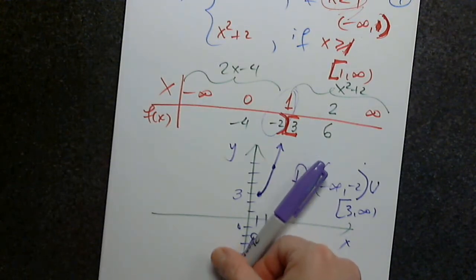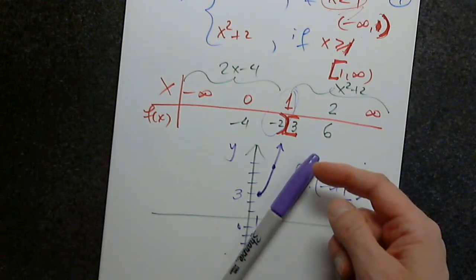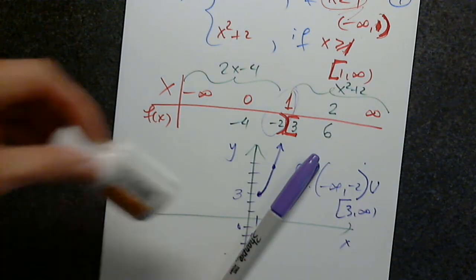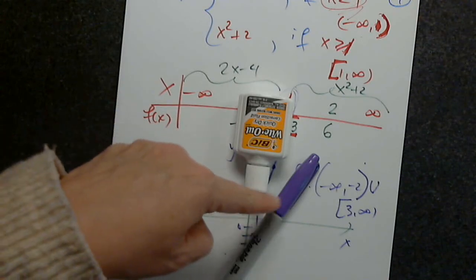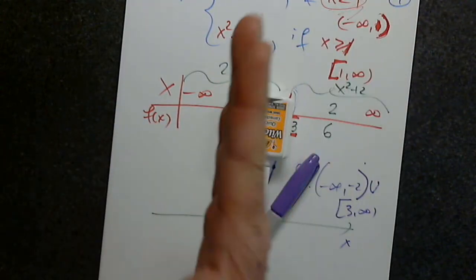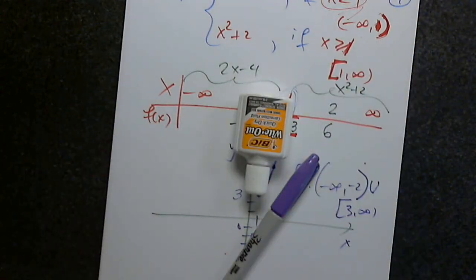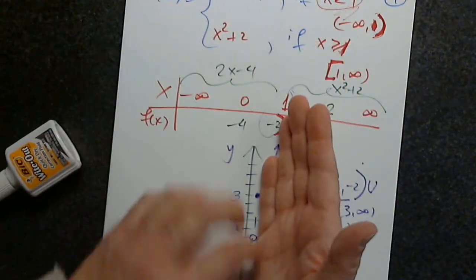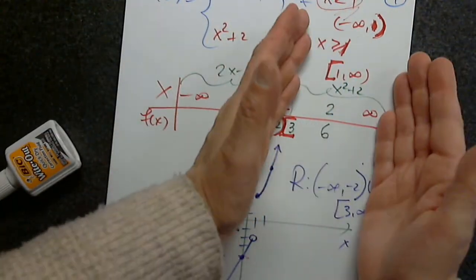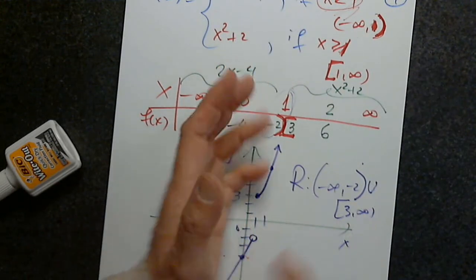If somebody makes a mistake and continues with this function and continues with this function like this, by the vertical line test, this is no longer a function. So be careful. This piece is only to the left of 1. This piece is only to the right of 1.